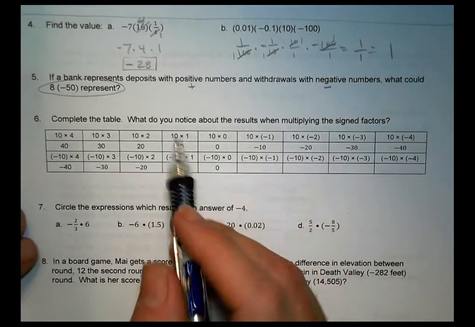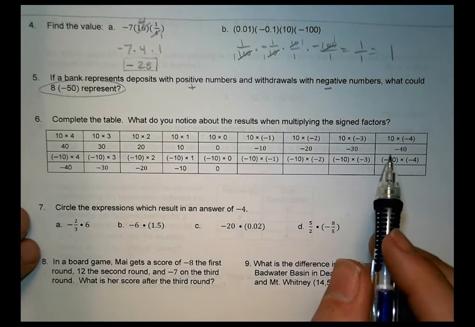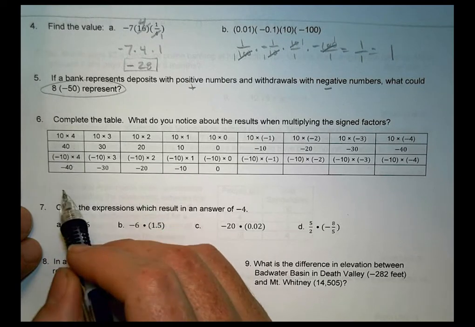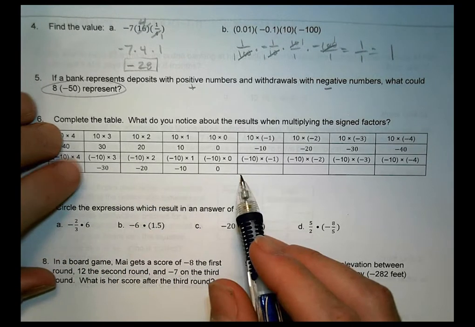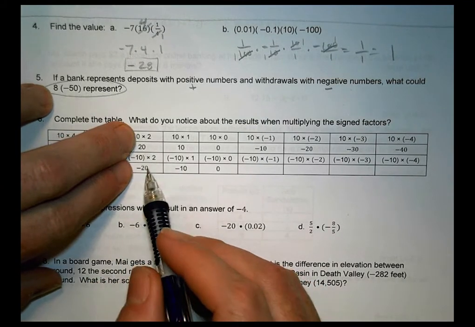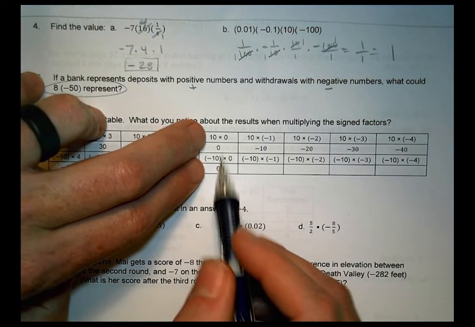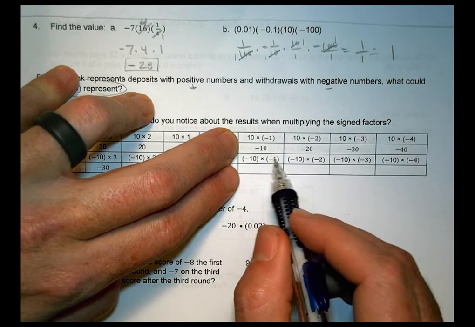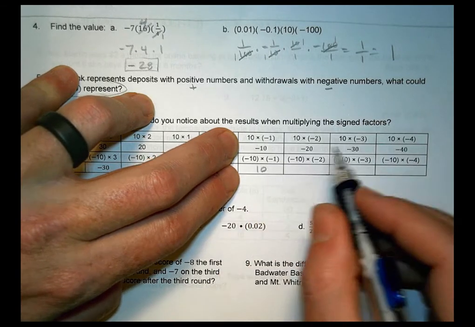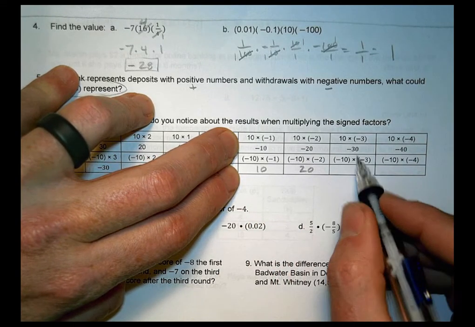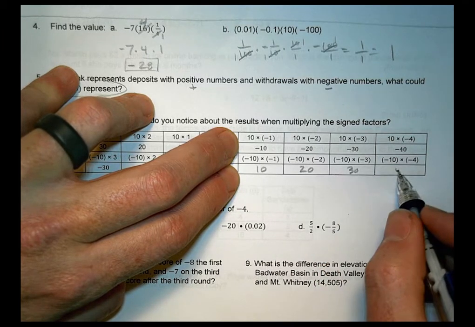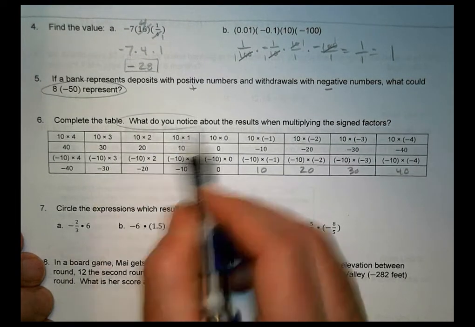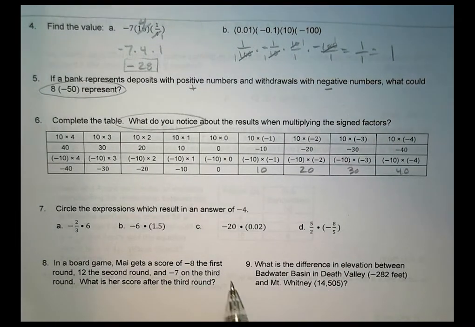Number 6, complete the table. What do you notice about the results when multiplying the signed factors? So 10 times 4 is 40. Negative 10 times 4 is negative 40. So they want you to take a look here. What do you notice? What do you wonder? We have the same numbers, but this different positive, negative, well, 0, 0. Here we have positive times negative is negative. Negative times negative is going to be a positive. So what are some things you notice here happening in this table? Just write down in your own words, what do you see happening?